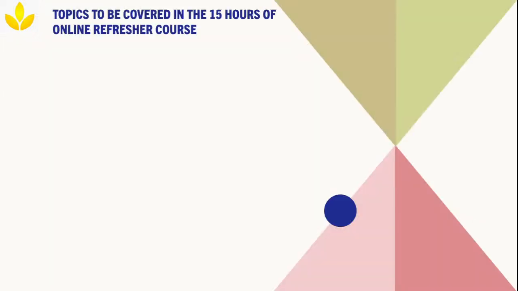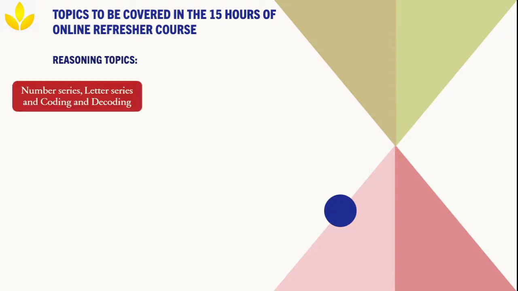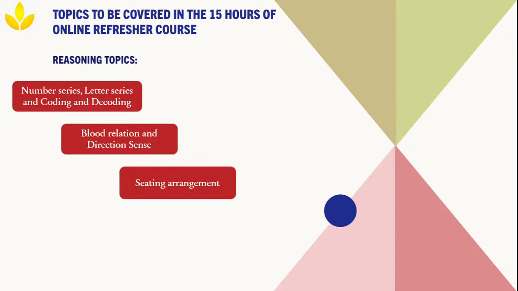And next, in reasoning, I'll be starting with number series, letter series and coding-decoding for 1 hour. The next class will be on blood relation and direction sense. The next class will be on seating arrangement, and the last class in these 15 hours of aptitude training is on clocks and calendars.